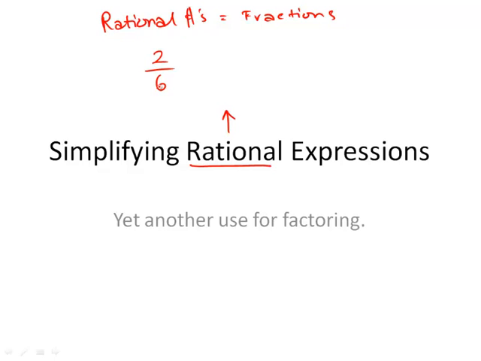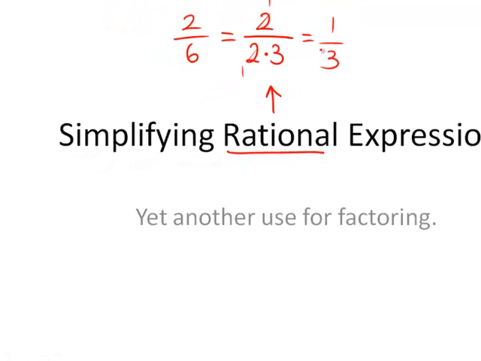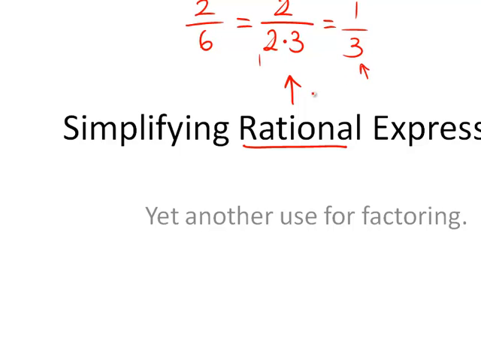Recall how we simplified. Well, one way that we learned to simplify was to look at common factors. So 2 is a prime number, it cannot be further factored. 6 could be factored into 2 times 3. When you have products like this, you may simplify because you can divide numerator and denominator by the same factor, leaving you with 1 over 3. So this is simplified form, and 2/6 is equivalent to 1/3.